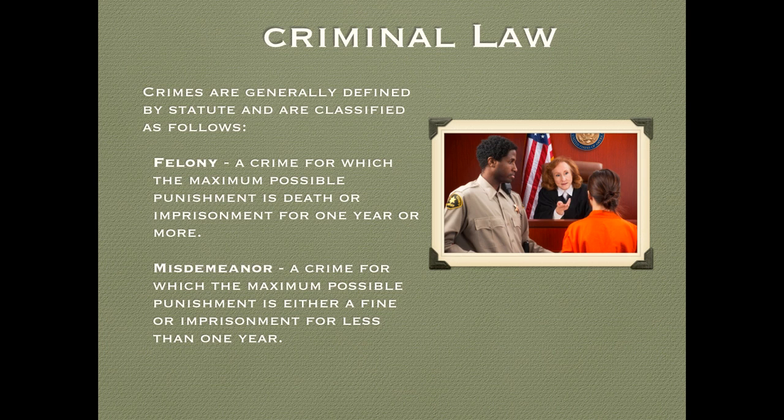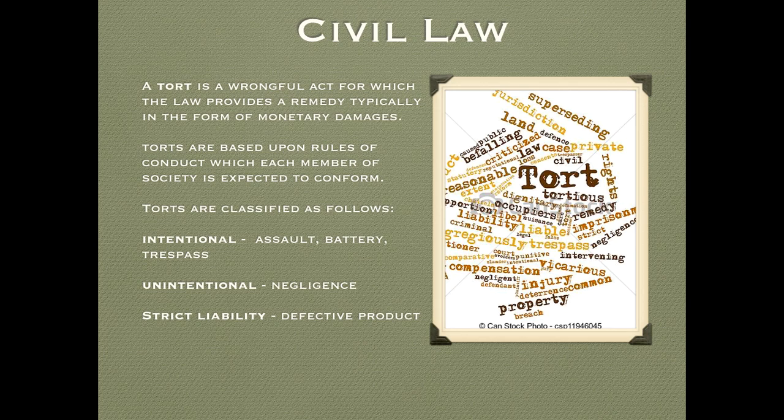Okay, so criminal law, there's two different kinds. There's felony and the misdemeanor. Felony is where the maximum possible punishment is death or imprisonment for 1 year or more. And the misdemeanor is where the punishment is less than that, where your maximum possible punishment is either a fine or you could be imprisoned for less than 1 year. Okay, so that's the difference between felony and misdemeanor.